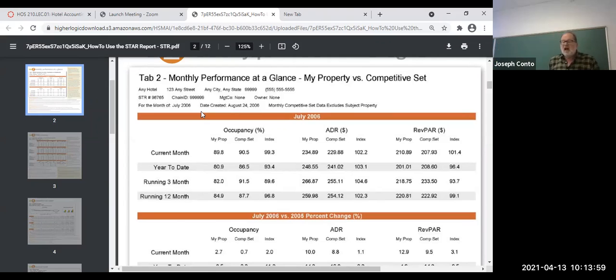But what about your ADR, right? See, our ADR is a little bit more. My property is 234. The average comp set ADR is 229. My index is 102. If 100 means that I'm average, I'm the same as everybody else. So this basically means I'm a little bit lower occupancy, but I'm a little bit higher ADR. And it equals that I'm a little bit better RevPAR, meaning I'm a little bit better at selling the most rooms at the highest price. Index of 100 means I'm equal with my comp set.